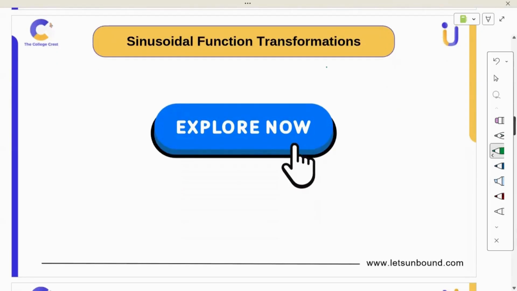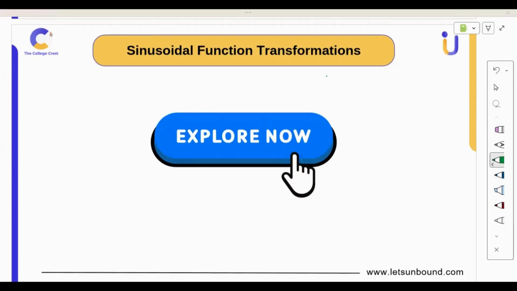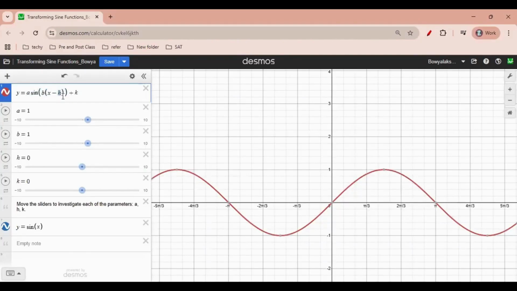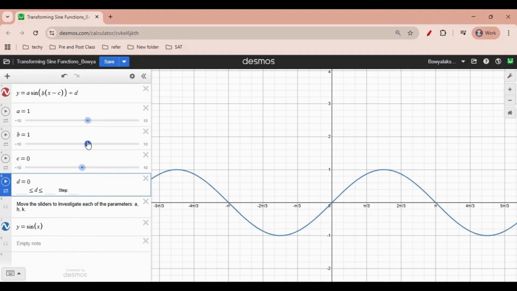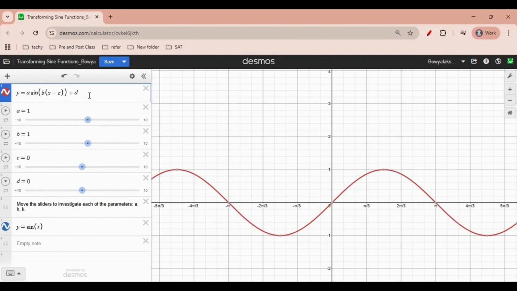Let's explore the sinusoidal function transformations now with the help of Desmos. Here we go. So y equals a sine b times (x minus c) plus d. This is the way we learned, so I'm just converting like this. And this is the sine function because I kept a as 1, b as 1, c as 0, d as 0. The additives I made 0 and the multiplicatives I made 1. So it's simply sine x, the parent function.